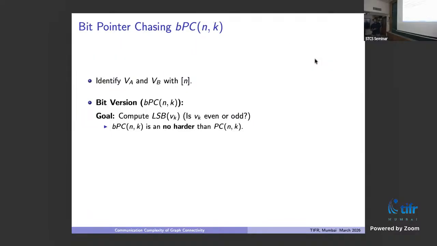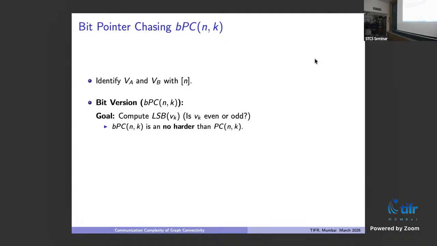And the version that we are concerned with is the bit version of this problem, as it is called. In this, the goal is not to compute VK exactly, but just to compute whether VK is even or odd, if you identify the vertices with numbers 1 to n. So is it the odd vertex or even vertex? It's just one bit of VK that you want to find. Arbitrarily, it's the last bit, so I'm going to call it LSB of VK, the least significant bit of VK.